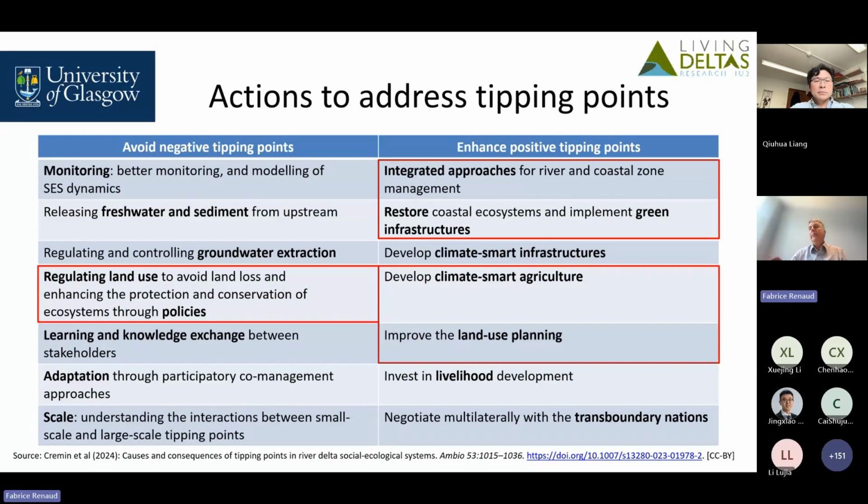So in these review papers, the role of ecosystems in terms of preventing the negative tipping points and enhancing the positive tipping points was also recognized already.